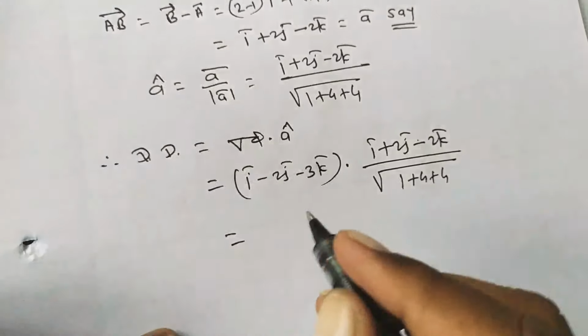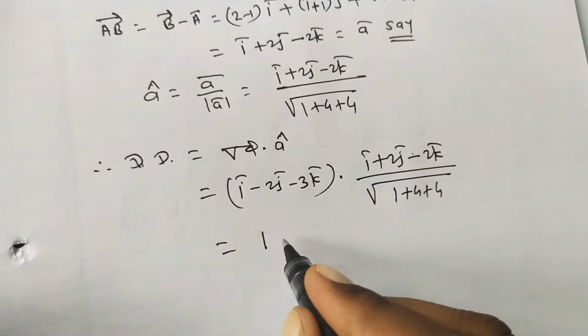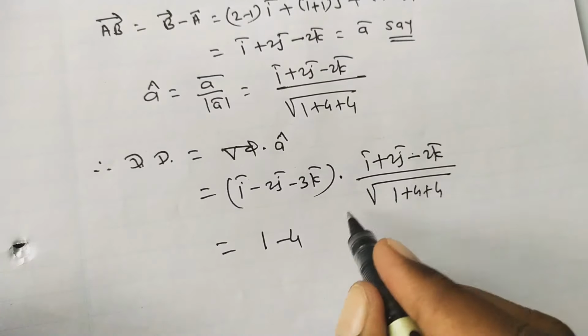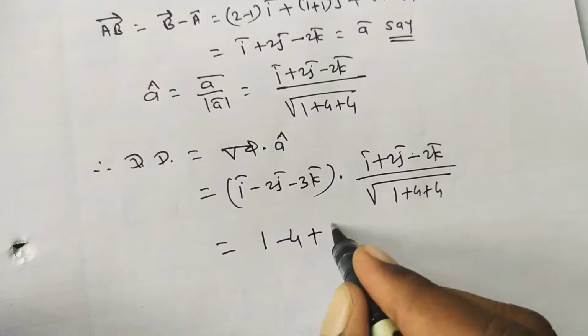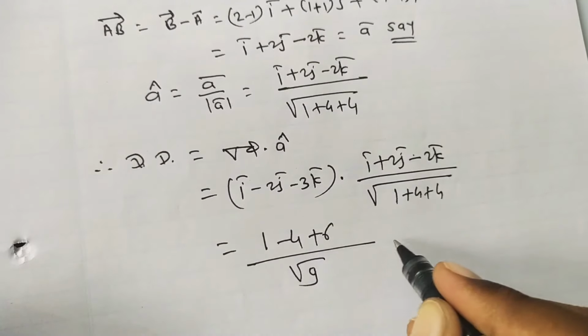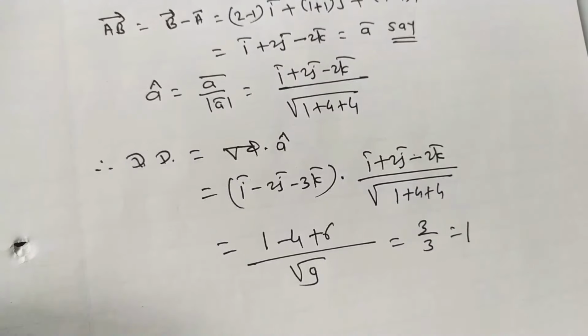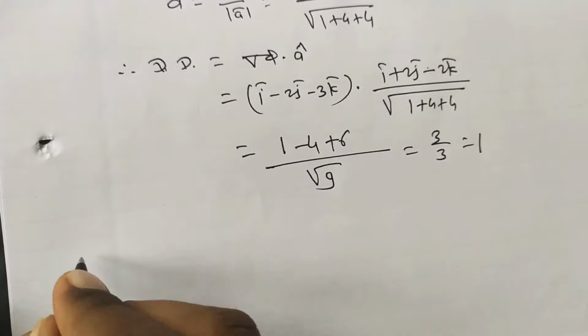This dot product can be written as 1 into 1 is 1, minus 2 into plus 2 is minus 4, minus 3 into minus 2 is plus 6, upon root 9. So 6 plus 1 is 7, 7 minus 4 is 3, upon 3 is equal to 1. So the answer is 1.